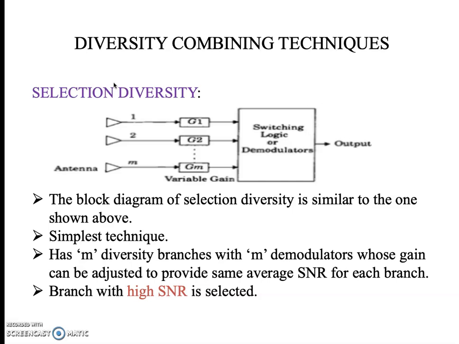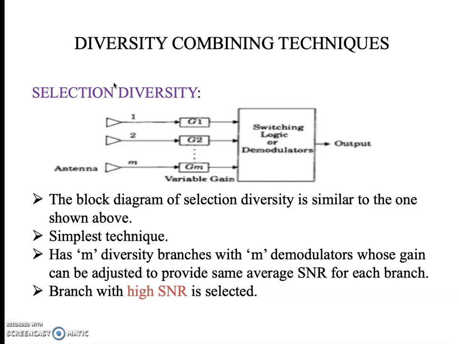So here is our topic, diversity combining techniques. What are diversity combining techniques? We have already seen we are going to transmit multiple copies of a signal at the transmitter. So how must the signal be chosen at the receiver side? This is done with the help of diversity combining techniques.